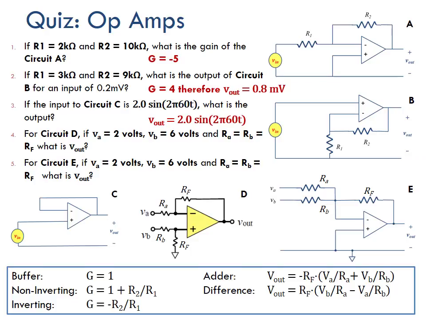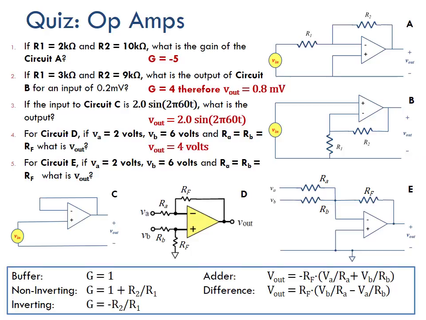I identify that one as a difference amplifier. And so the next part of the circuit is RA equals RB equals RF. RF is going to cancel RA, so RF divided by RA is going to be 1. And then RF divided by RB is going to be 1. So we're left with VB minus VA. So VB equals 6 minus 2 equals 4 for our V out, 4 volts.